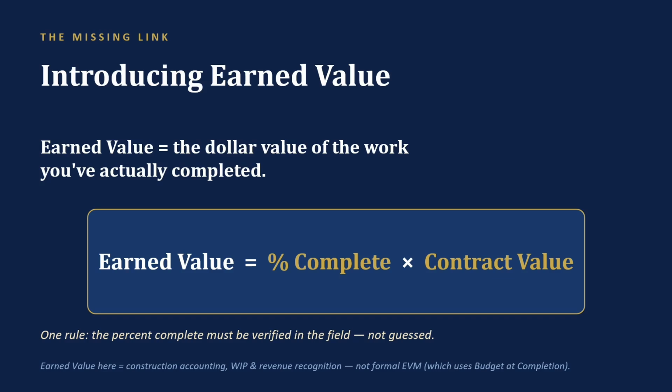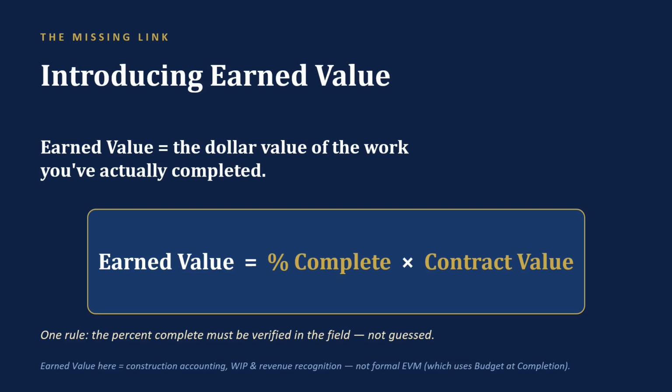The percent complete has to be verified in the field. Walk the job, measure the units in place, talk to the superintendent. A guessed percent complete makes every number downstream a guess too. Let's calculate CPI with a real job. Contract value, $850,000. Estimated total cost, $810,000. Costs to date, $320,000. And the field has verified the job is 40% complete.